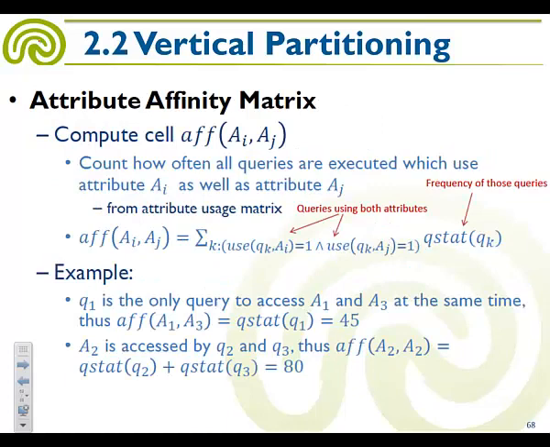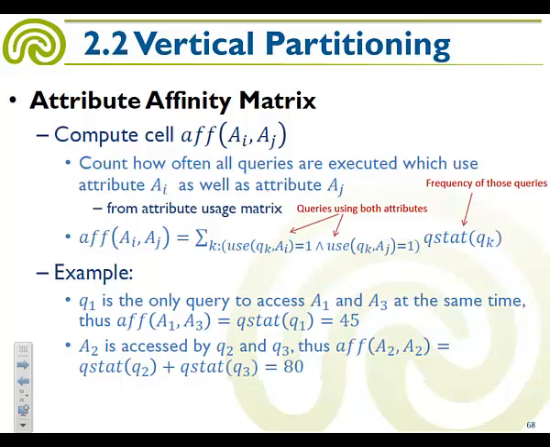So, next thing we could do is, now we compute the affinity of each attribute. And the affinity matrix has all attributes as rows and all attributes as columns, and each number in that affinity matrix represents on how likely it is that that attribute or those two attributes are accessed together in the same query, right?